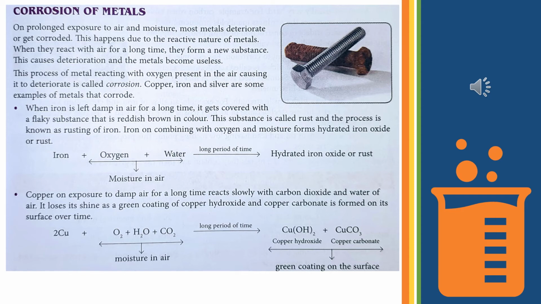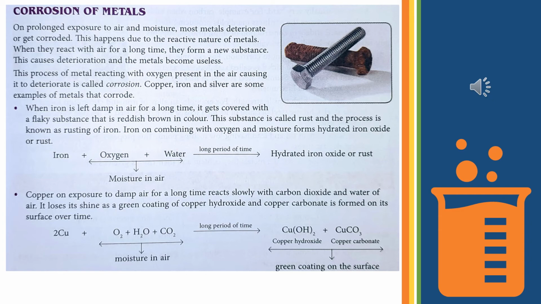So going according to your book, on prolonged exposure, prolonged means for a long time, to air and moisture, most metals deteriorate or get corroded. This happens due to the reactive nature of metals. When they react with air for a long time, they form a new substance. This causes deterioration and the metal becomes useless. This process of metal reacting with oxygen present in the air, causing it to deteriorate, is called corrosion. Deteriorate means बर्बाद होना, खराब होना.